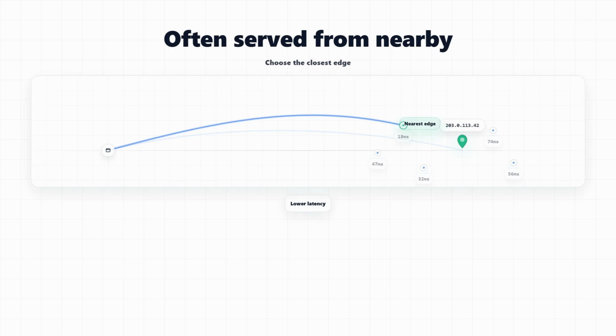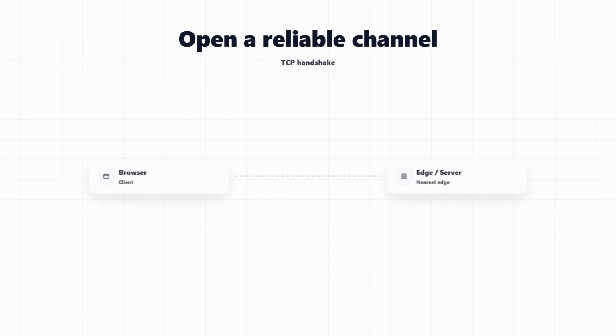With the destination chosen, the browser opens a reliable connection. This starts with the TCP handshake. The browser and the server confirm they can talk and that messages can be delivered reliably. Once that handshake is complete, a stable channel is ready.